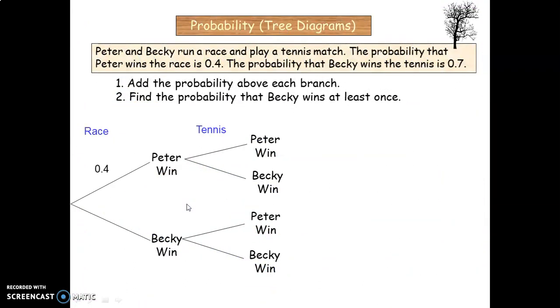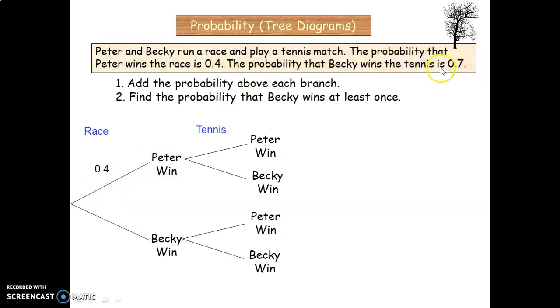Okay, let's look at another example like this. Peter and Becky run a race and play a tennis match. So first they're going to race, and then they're going to play a tennis match. So it's like one event followed by another event. The probability that Peter wins the race is 0.4, so it's drawn here. Peter wins 0.4. The probability that Becky wins at tennis is 0.7.